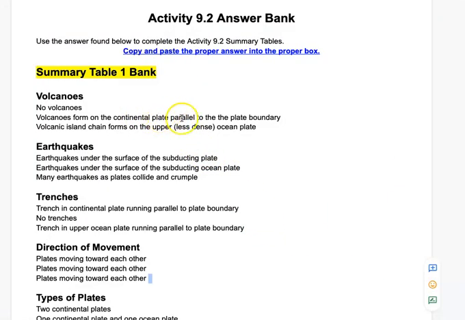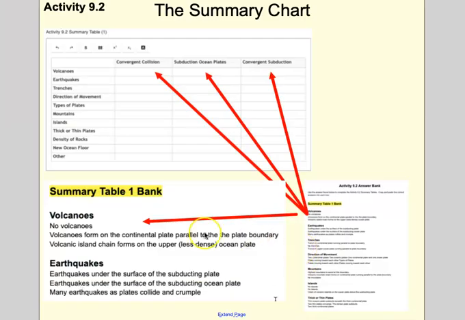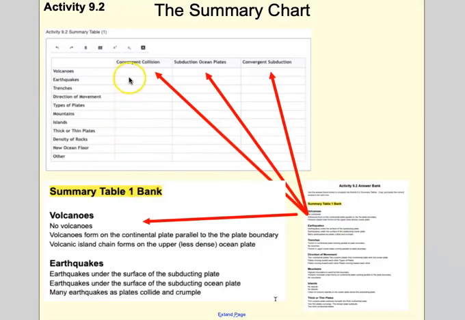Volcanoes form on the continental plate parallel to the plate boundary, which is what we looked at and talked about with these right here, where you don't have any volcanoes. So that's how it works. We've made it a lot easier. Instead of you trying to type this, we basically have created an answer bank for you. So for earthquakes, the next one, these are your 3 answers. Just click and paste. And in all honesty, you could probably copy all of them, put them into one of the boxes, and then copy and paste 2 into the other ones, and that way you can get done a little bit faster.